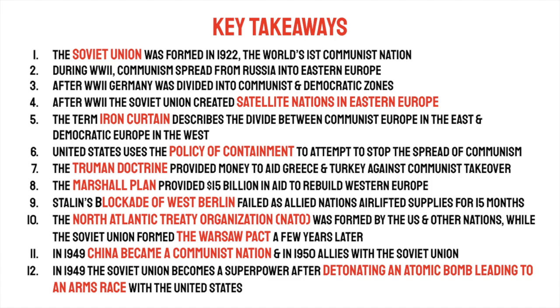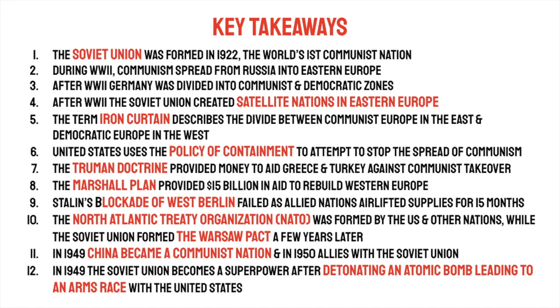The Soviet Union was formed in 1922, becoming the world's first communist nation. During World War II, communism spreads from Russia into Eastern European nations as the Russian army establishes pro-Soviet governments. After World War II, Germany, which is sort of the center of the story, is divided into 4 different zones, with the Russians taking the eastern portion of Germany, and the French, the British, and the Americans the western part, also dividing the city of Berlin in half. The Iron Curtain, coined by Winston Churchill, describes the divide between a communist Eastern Europe and a democratic Western Europe.